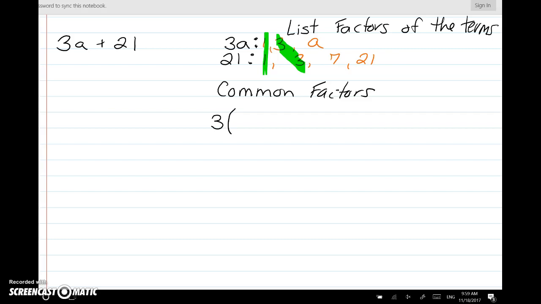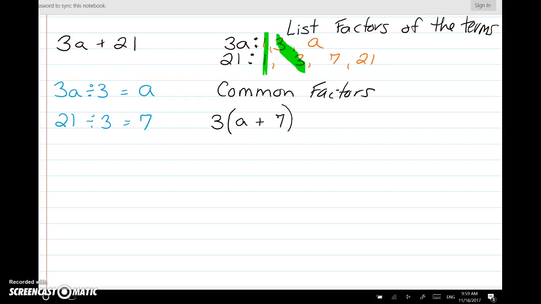So 3a divided by 3 equals a. I keep the sign, plus, and 21 divided by 3 equals 7, plus 7.